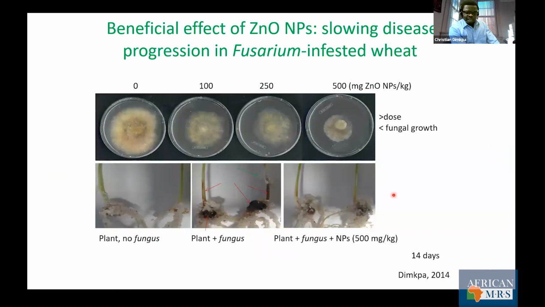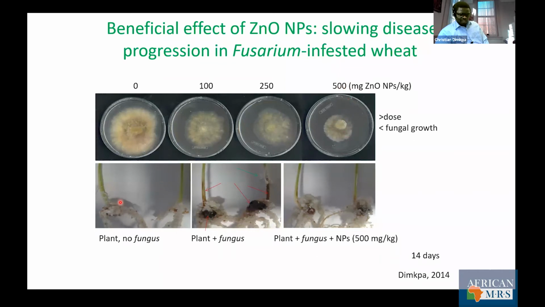Again, back to the fungus, Fusarium. This work shows that if you increase the dose of the nanomaterial zinc oxide from 100 to 500, you almost decimate the growth of the fungus in terms of the hyphal radius. Now you take this material here at 500 ppm, you test it in plants.